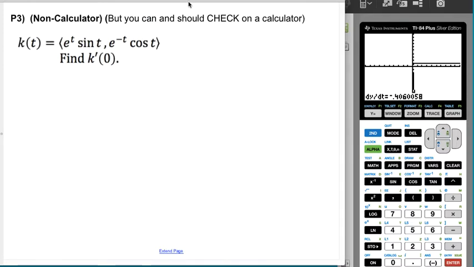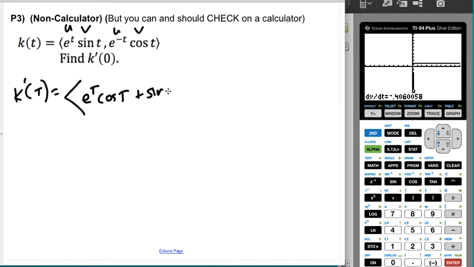You're going to do this one by hand again, but totally check it on a calculator. You can and should, because that way you're building the calculator skills you need. So K prime of T, right? This is another product rule, U and V, and this is a product rule, U and V. So I'm going to get that x prime is going to be U dV, which is cosine, plus V, which is sine, and then du, which is e to the t.